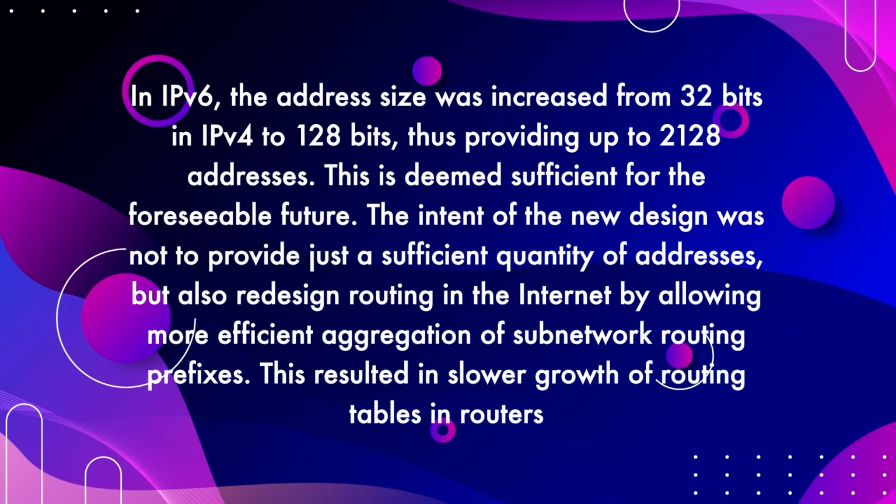In IPv6, the address size was increased from 32 bits in IPv4 to 128 bits, thus providing up to 2 power 128 addresses. This is deemed sufficient for the foreseeable future. The intent of the new design was not to provide just a sufficient quantity of addresses, but also to redesign routing in the internet by allowing more efficient aggregation of subnetwork routing prefixes. This resulted in slower growth of routing tables in routers.